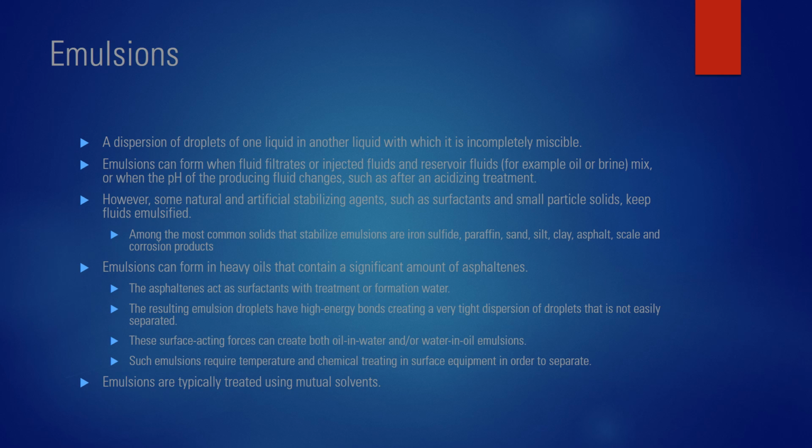Emulsions can form in heavy oils that contain a significant amount of asphaltenes. The asphaltenes act as surfactants with treatment or formation water. The resulting emulsion droplets have high energy bonds, creating a very tight dispersion of droplets that is not easily separated. These surface-acting forces can create both oil and water and/or water and oil emulsions. Such emulsions require temperature and chemical treating in surface equipment in order to separate. Emulsions are typically treated using mutual solvents, again such as 2-butoxyethanol.